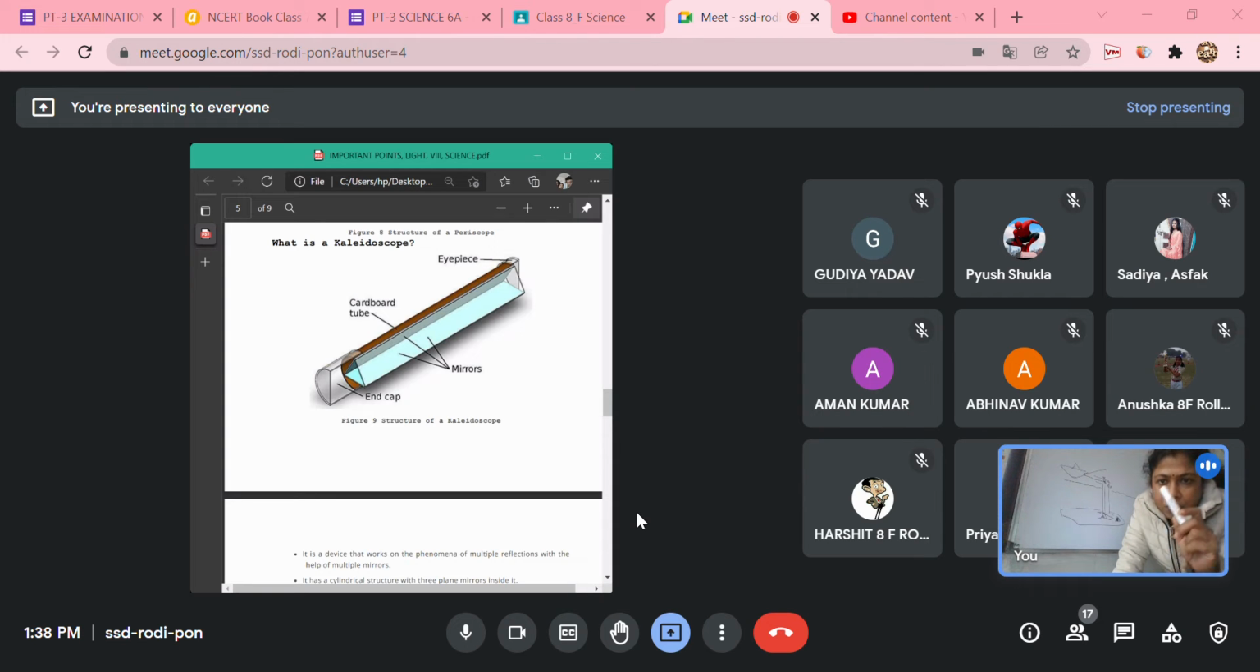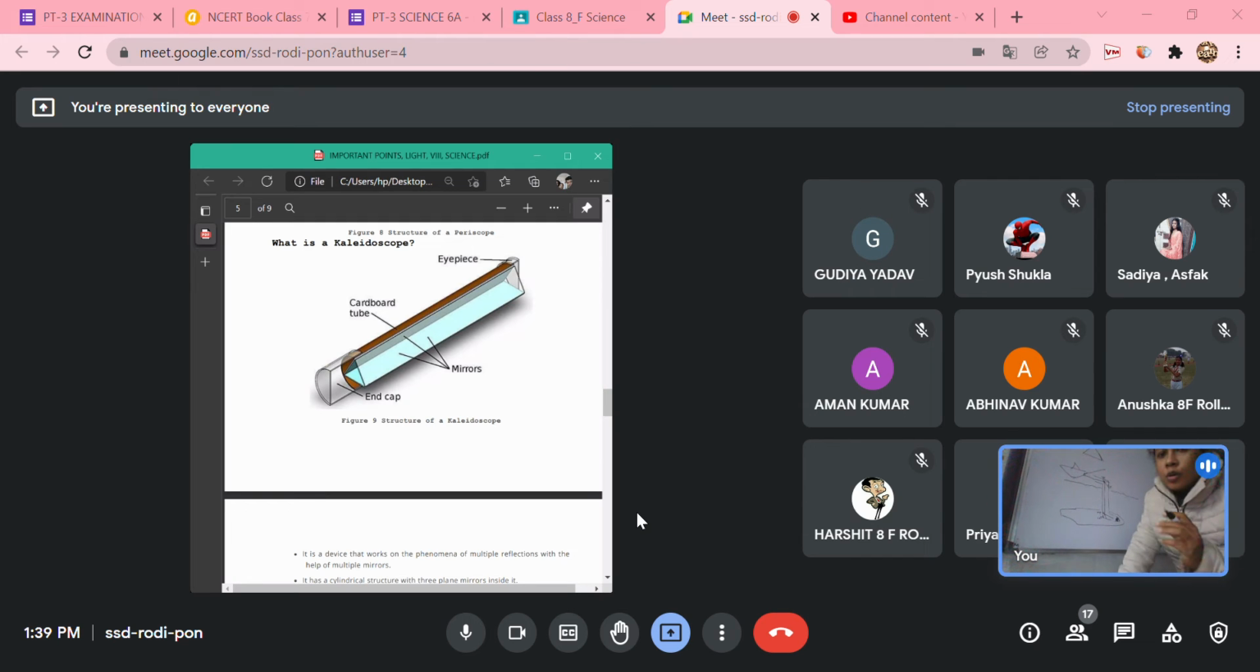That is, they are all long rectangular pieces, three rectangular pieces of mirror, and we will just set them together in the form of a triangle. Okay, so if the three mirrors are the same, what kind of triangle will be formed, children? Equilateral. Equilateral, very good, triangle.